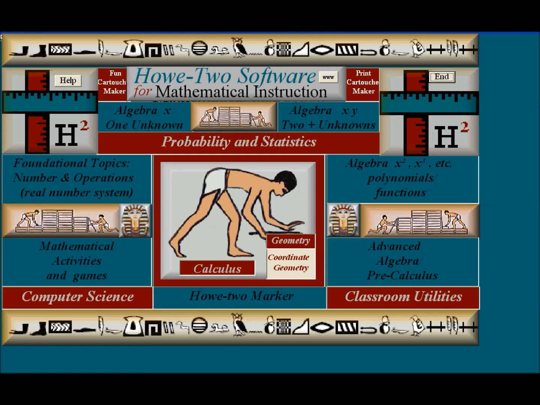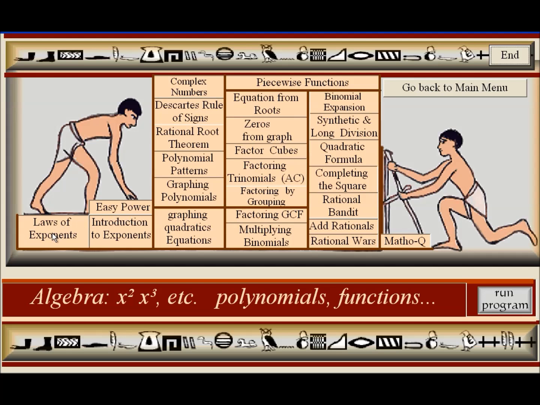Okay, now let's look at the menu for x squared, x cubed, etc. polynomial functions. Let's look at the kinds of programs that are in there. This is just an overview of this submenu. There are the laws of exponents, introduction to exponents, and easy powers. These are the things you would introduce first when you start to do these topics.